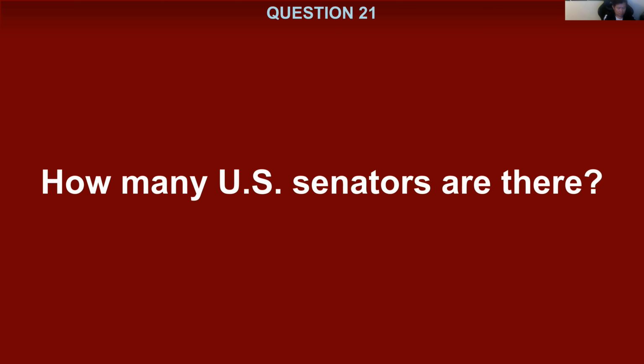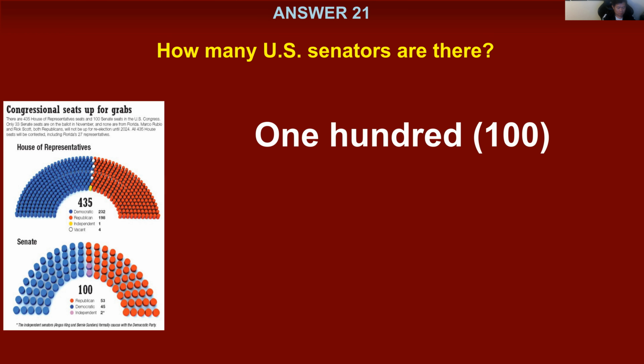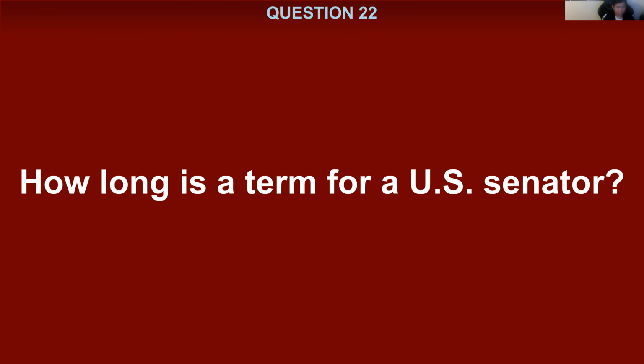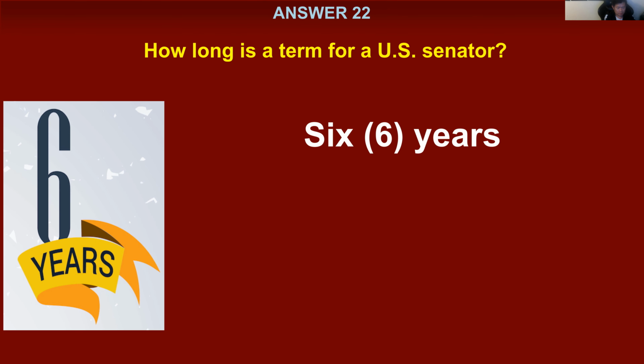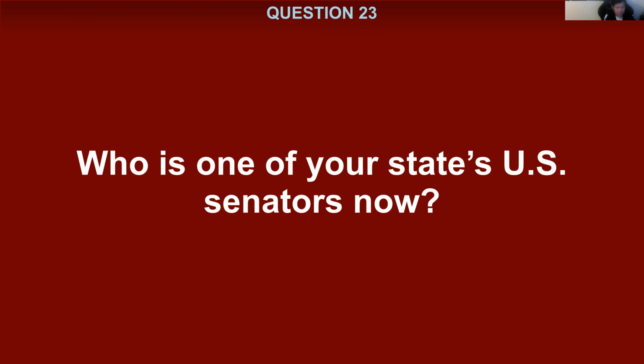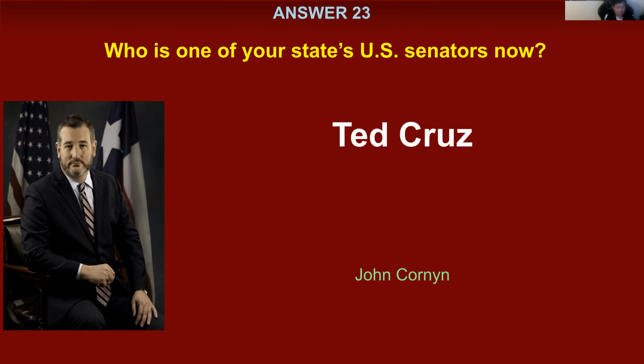How many U.S. senators are there? 100. How long is a term for a U.S. senator? 6 years. Who is one of your state's U.S. senators now? Ted Cruz or John Cornyn.